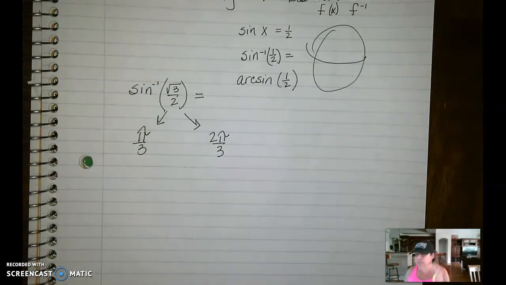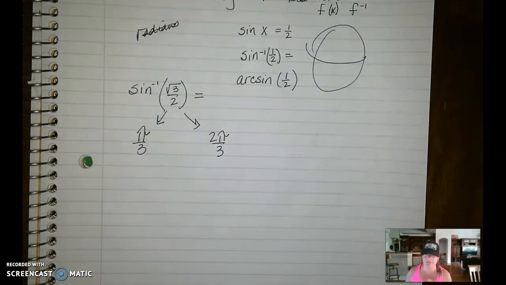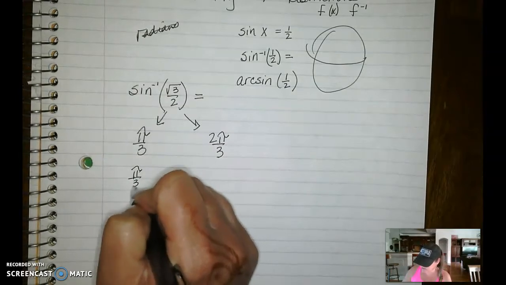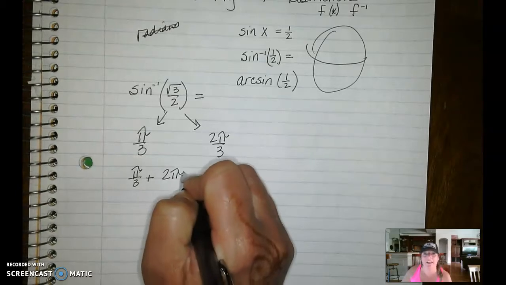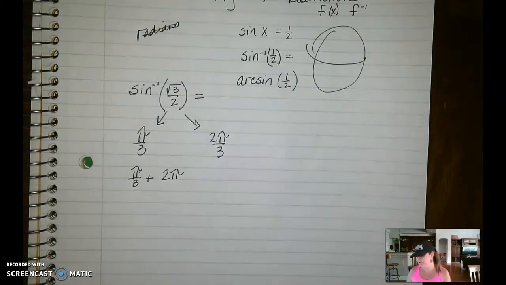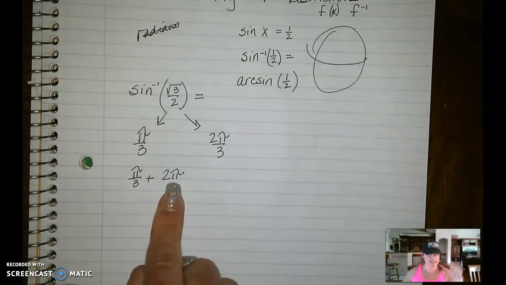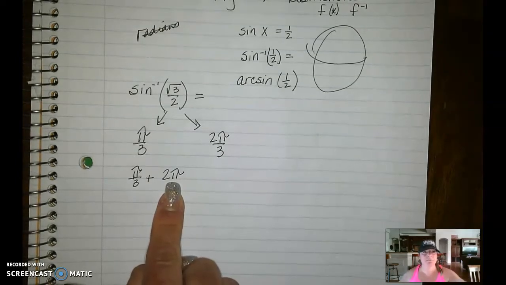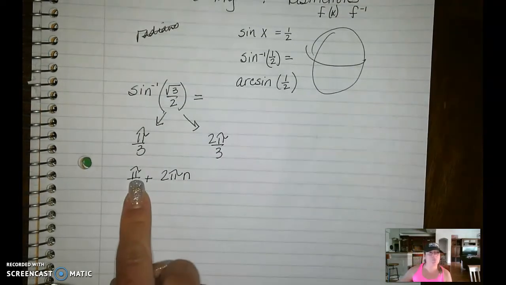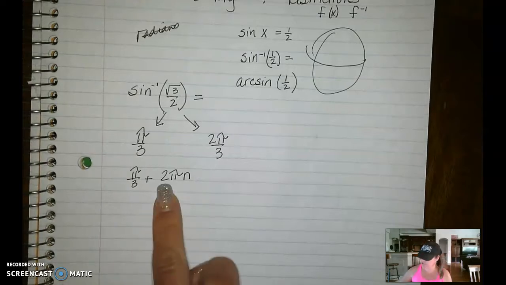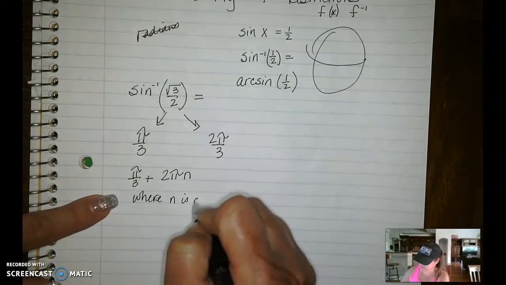So here's what we do. Because we really want our focus to be in radians, okay? We're going to take our pi over 3 and add 360 degrees, but we're going to add 2 pi, because again, I want my focus to be in radians. I also want to be able to subtract 2 pi, and add or subtract as many times of 2 pi as I want. And so one of our answers is pi over 3 plus 2 pi n, where n is an integer.